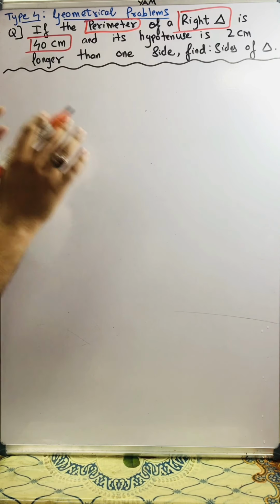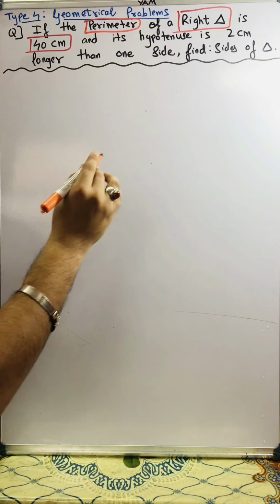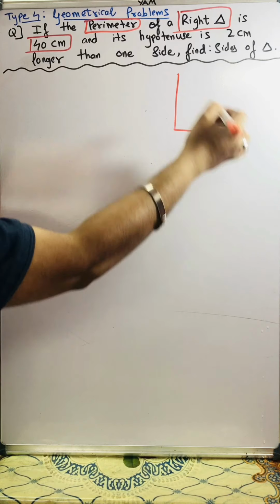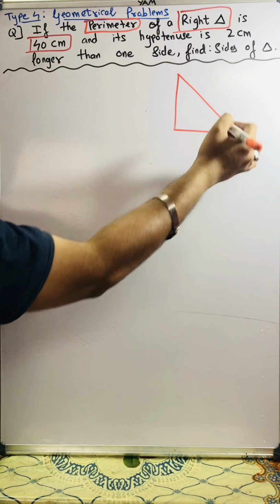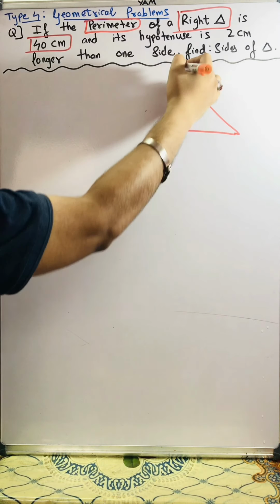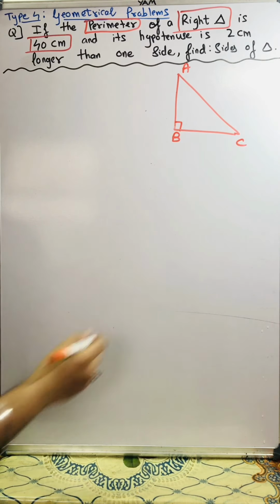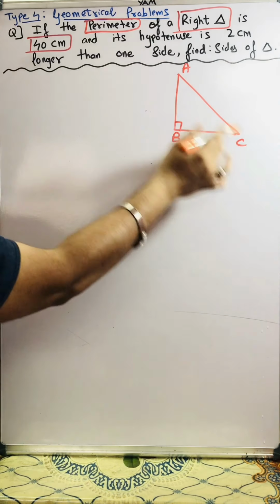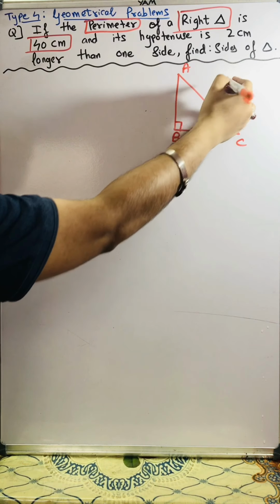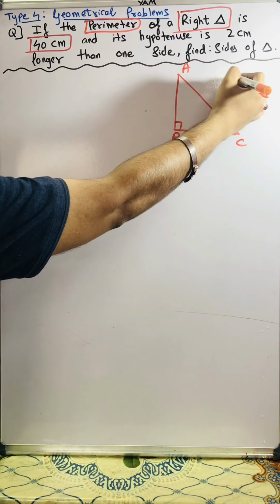That means in the question we have a right triangle. So first let's draw a right angled triangle. The name is not mentioned in the sum, so let this be a right angled triangle with 90 degree. I'll name it as A, B and C. Of course AC is the hypotenuse because the side opposite to 90 degree is always called the hypotenuse. So I'll write here hypotenuse.